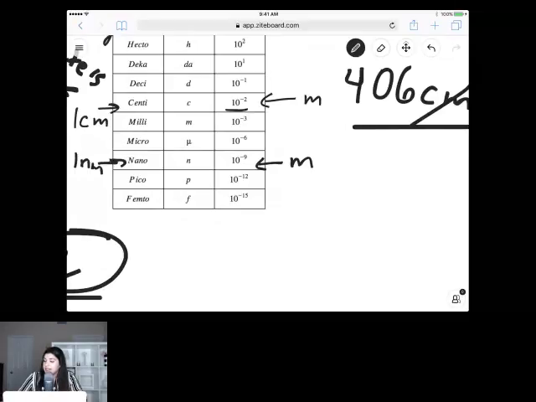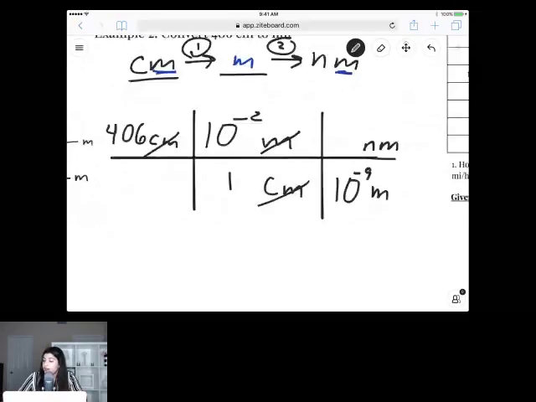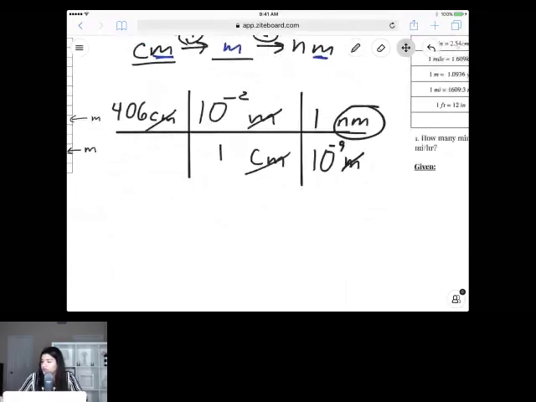So this will be 10 to the negative 9th meters for every 1 nanometer. We see that all of our units will cancel except for the nanometers, and we are done. A quick way to actually do this, and I'm going to show the math for 10 to the negative second divided by 10 to the negative 9th.